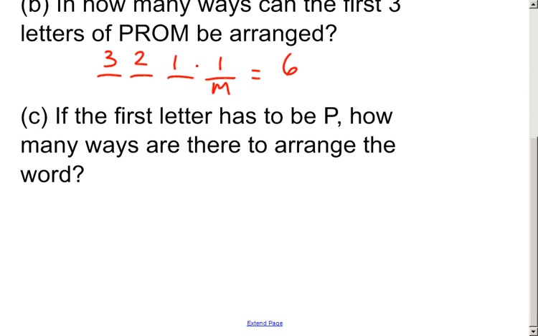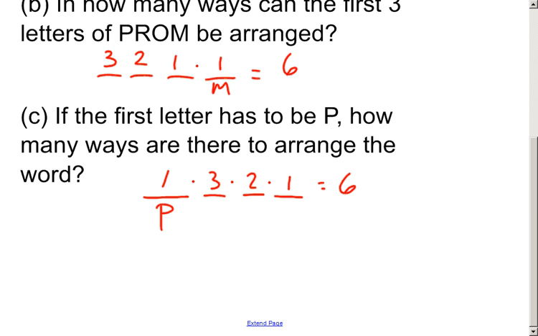And then for the last one, the first letter has to be a P. How many ways are there to arrange the word? So in this case, it's effectively the same thing as the second one. Because you've got one choice for that one, then you've got three times two times one. So that gives you six choices there as well.